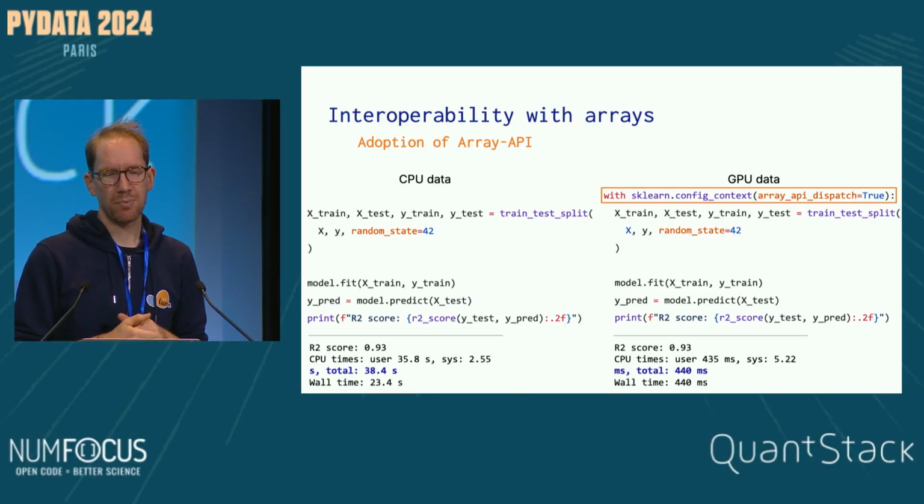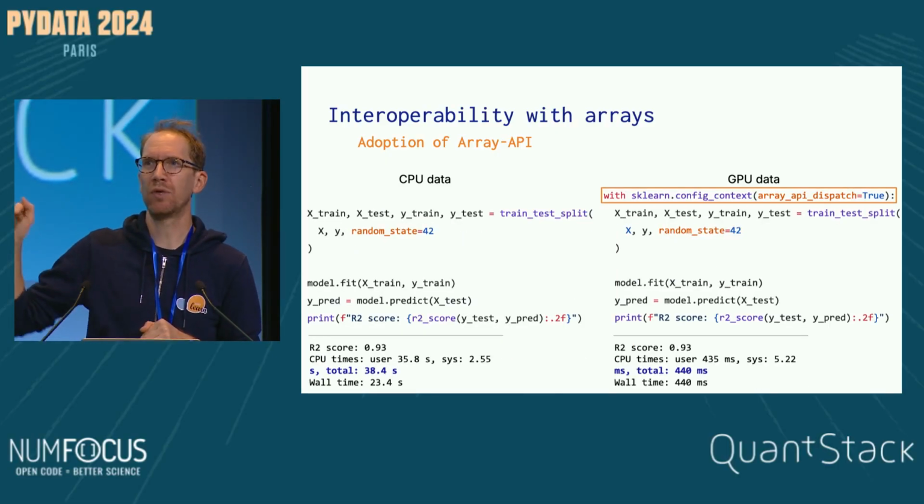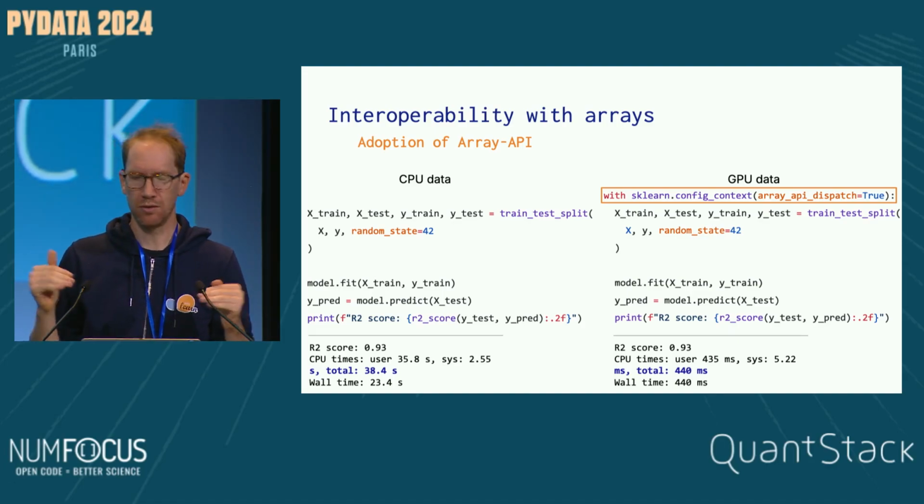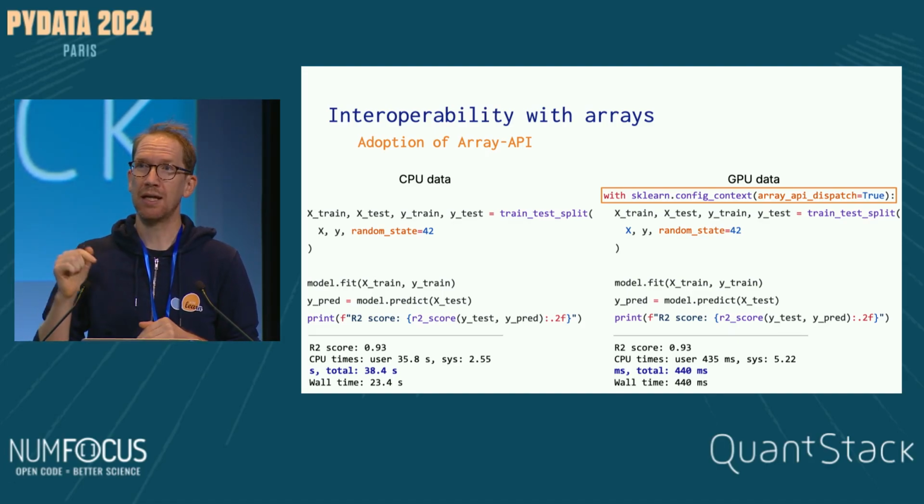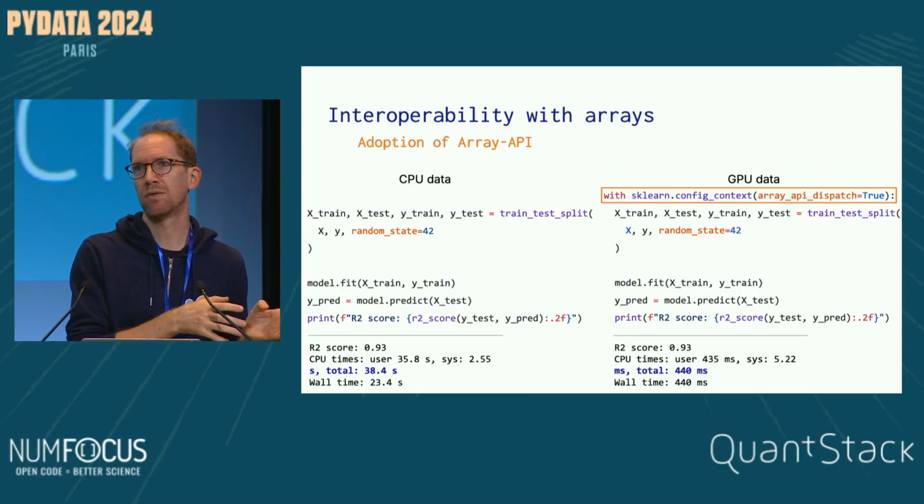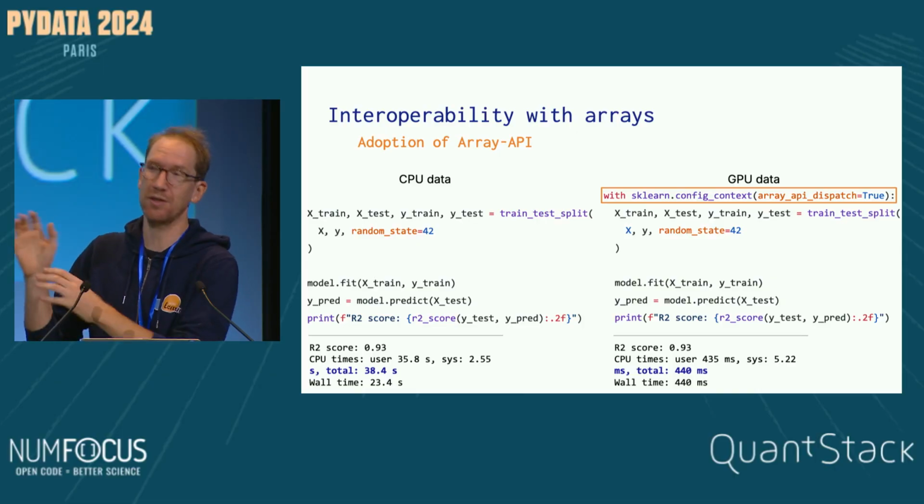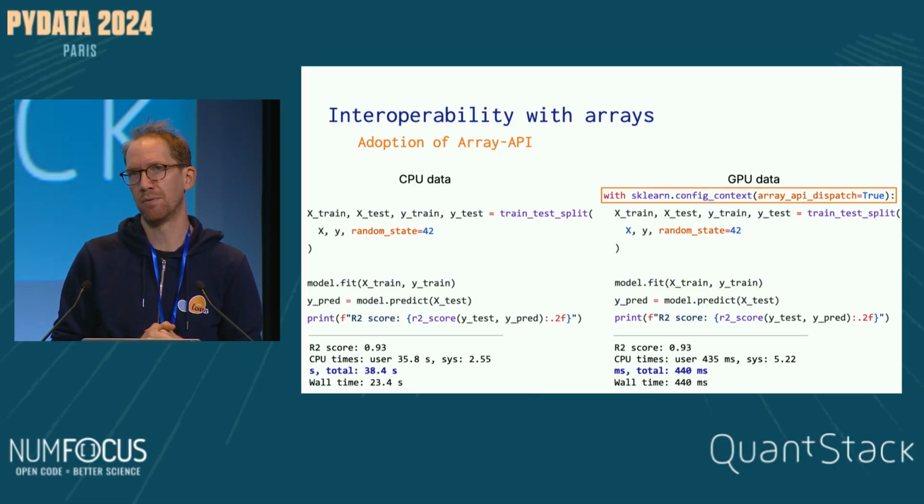And the nice part is that by just adding one new line, which is a context manager here, where I say array API, the same code will give the same results, which is already good news. But more than that, something that was taking 40 seconds to work on the CPU is now taking 440 milliseconds on the GPU. Okay, so we have a huge acceleration.